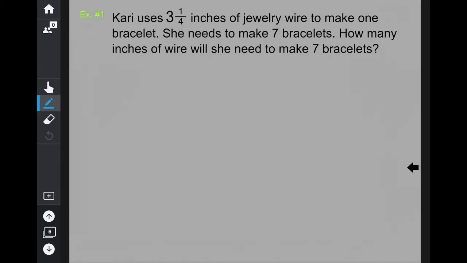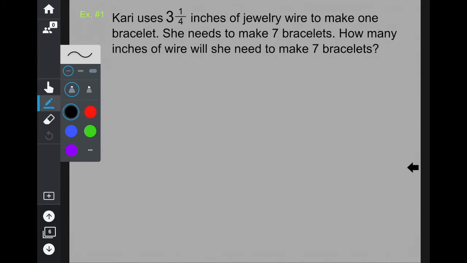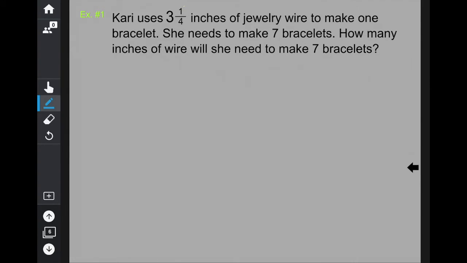Looking at example 1, it says Carrie uses 3 1/4 inches of jewelry wire to make one bracelet. She needs to make 7 bracelets. How many inches of wire will she need to make 7 bracelets? So I'm going to highlight some key things here. She uses 3 1/4 inches, and this is to make one bracelet. So just one bracelet is 3 1/4 inches. But she needs to make 7 bracelets.